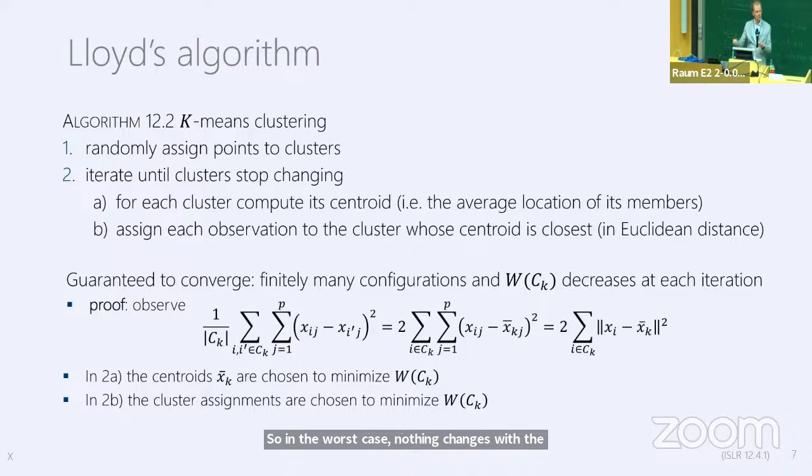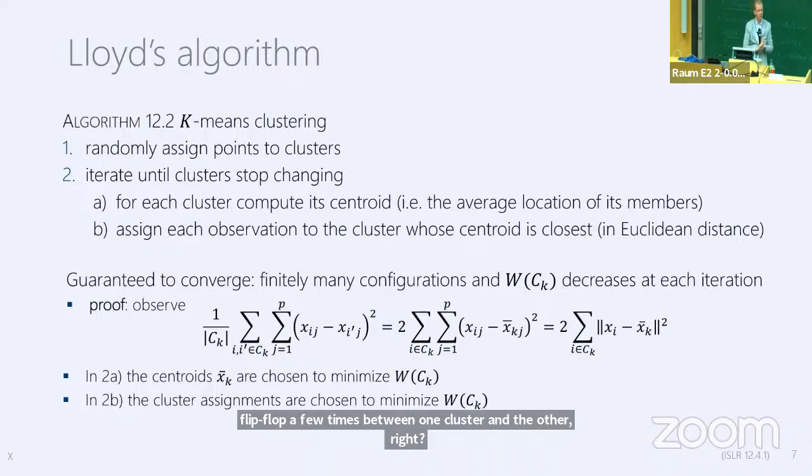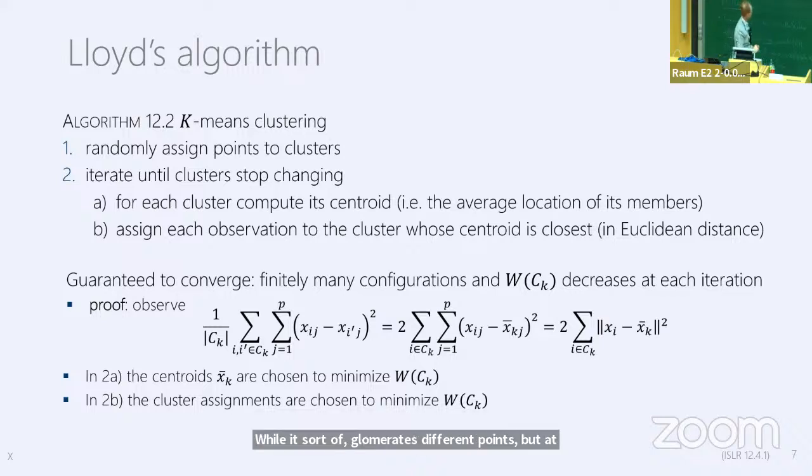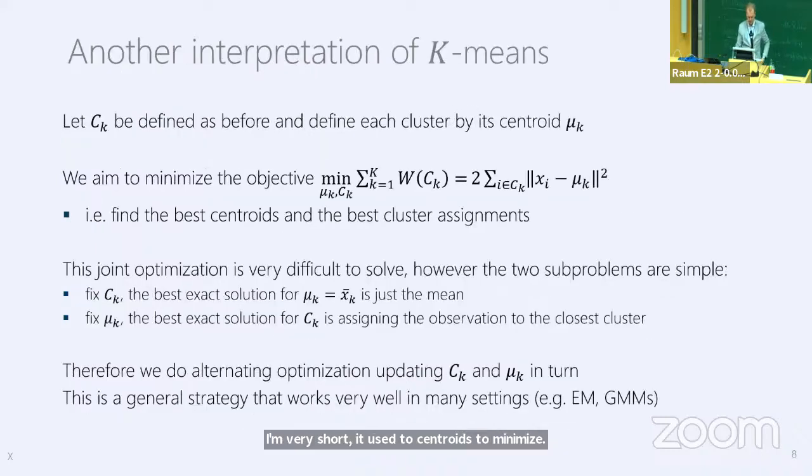So in the reassignment step, we minimize. Then we compute the centroids. Well, if by a reassignment we minimize, then we get a better centroid. And it may be that points flip-flop a few times between one cluster and the other, right? While it sort of agglomerates different points, but at one moment it stabilizes. Long story short, we choose the centroids to minimize, we choose the cluster assignments to minimize, and in the end, it converges.